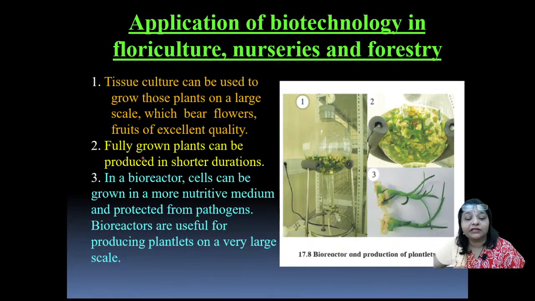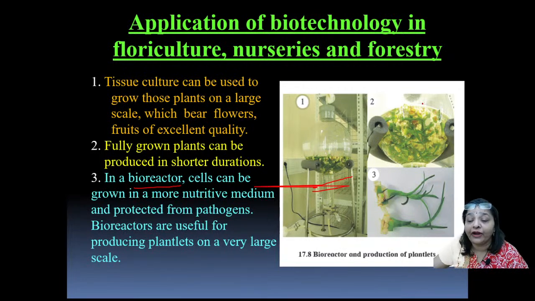The fully grown plants can be produced in shorter durations. Nowadays, a special device called a bioreactor is being used where cells can be grown in a large amount of nutrient medium. So a large number of cells can be grown, and they can be protected from pathogens, that is from the harmful microorganisms. So damage will be very negligible. The bioreactors are actually useful for producing plantlets on a very large scale. So you can see a large bioreactor here, can you see?